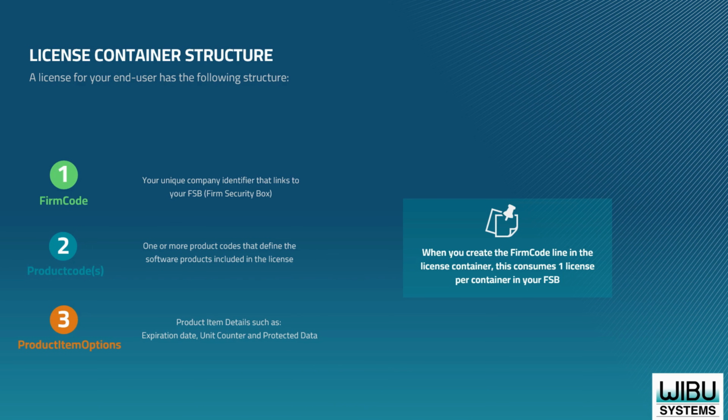Each product code can have its own product item options, such as text fields, expiration dates, unit counters, data fields, license quantities. For example, one product code can contain a license that is valid until 2035. Another product code can include a network license for 10 users. You are free to use multiple product codes and product item options inside the same container.